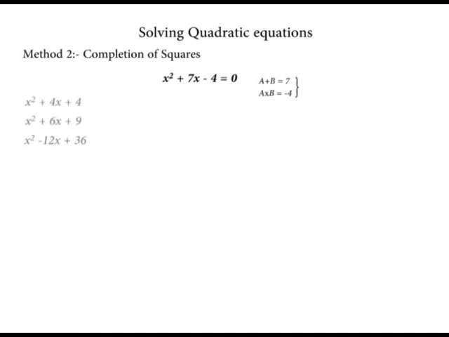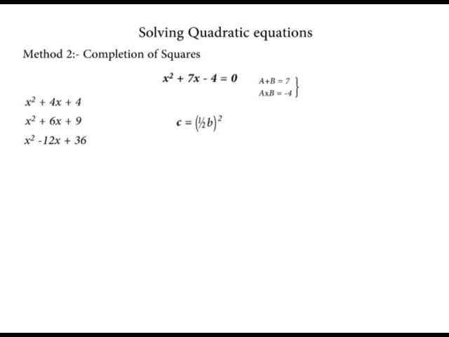Consider these expressions. x squared plus 4x plus 4, x squared plus 6x plus 9, and x squared minus 12x plus 36. All these are perfect squares and their leading coefficients are 1. For perfect squares with a leading coefficient of 1, the constant term is equal to the square of half the linear coefficient. That is, c is equal to (half b) squared. To solve a quadratic equation, we make it a perfect square by introducing (half b) squared on both sides.